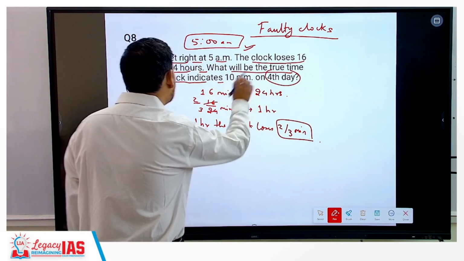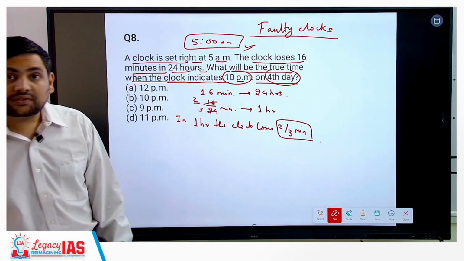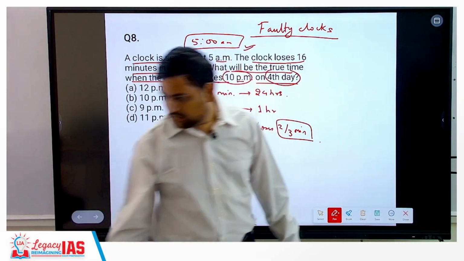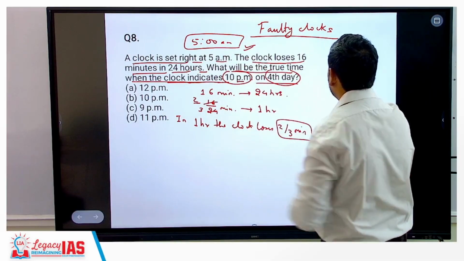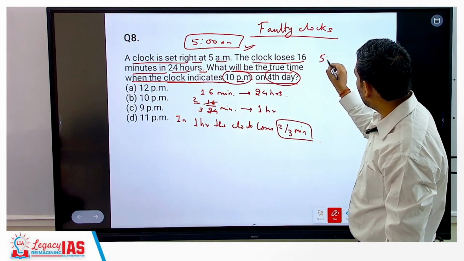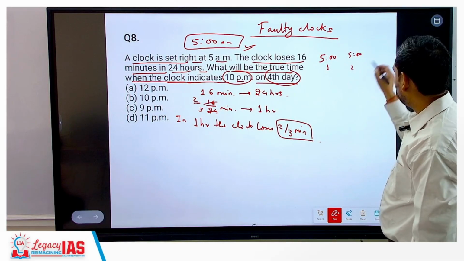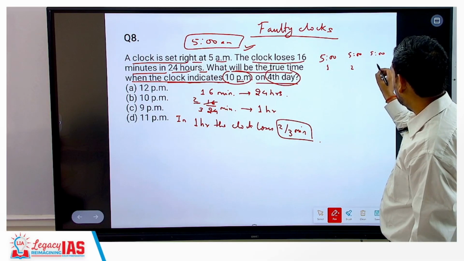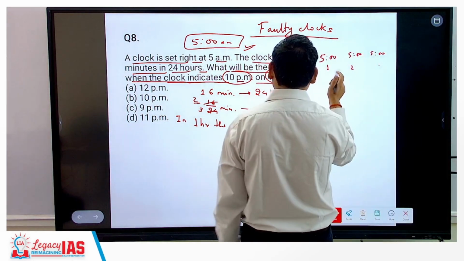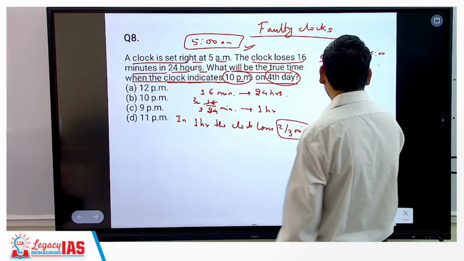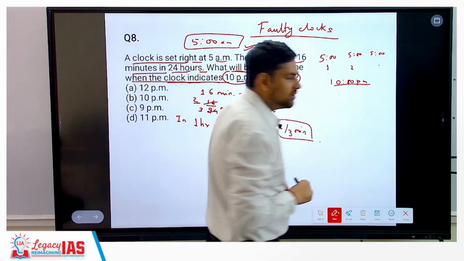It says what will be the true time when the clock indicates 10 p.m. on the fourth day. So fourth day means what? You go from 5 am. This is the first day. Then on the second day again 5. Then on the third day again you go till 5. And then on the fourth day you have to go till 10 p.m.